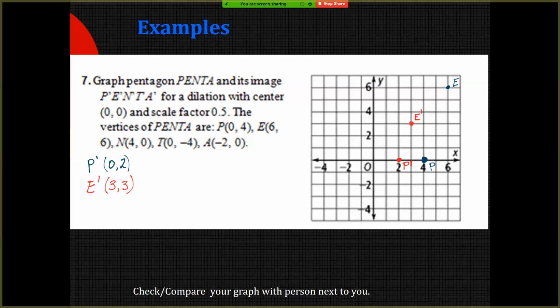prime. So that prime just tells us I've taken the original point and I've either reduced it or enlarged it. In this case, I've reduced it in size.